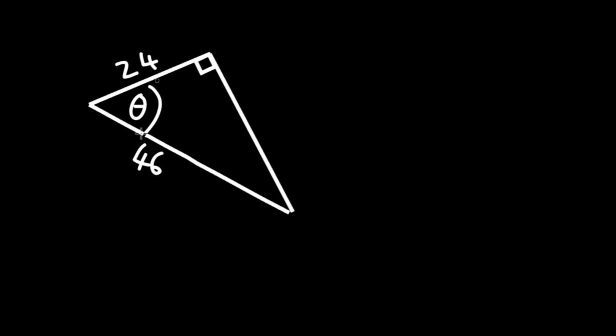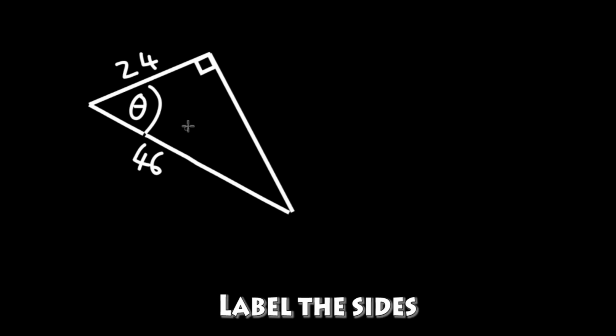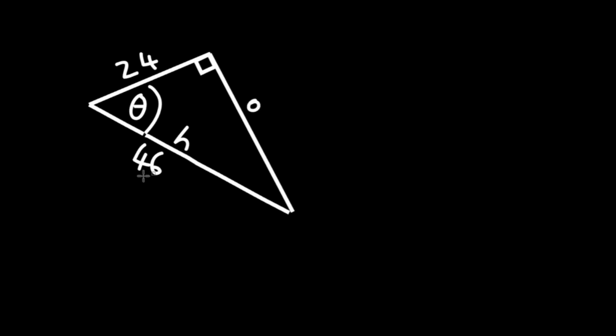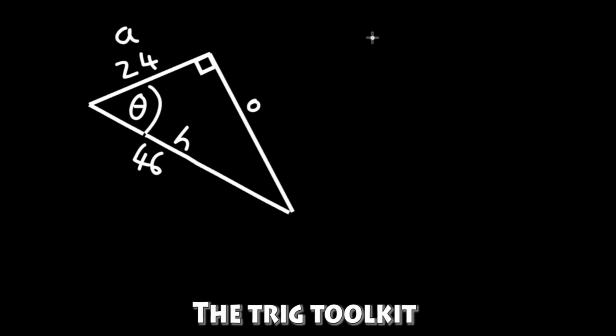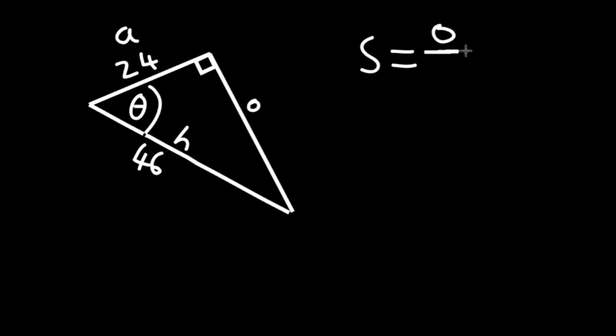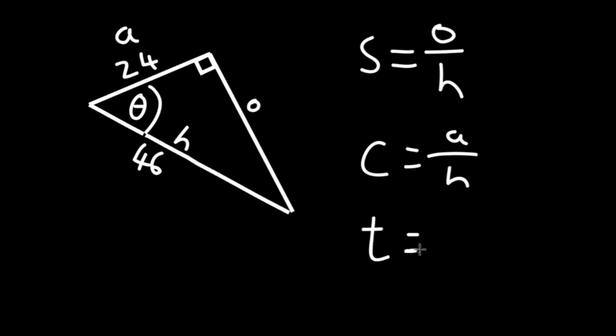This time we need to find the angle theta. We've been given two side lengths. After labelling the sides, we can see that we've been given the hypotenuse and the adjacent. By using SOHCAHTOA, we can write out all of our trig tools to find out which one we need to use. Remember, we're working with the adjacent and the hypotenuse. You can probably see at this point which tool we're going to use, but let's just go through them anyway, just to make sure.